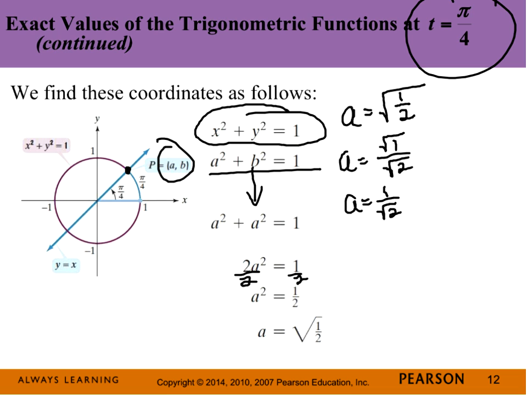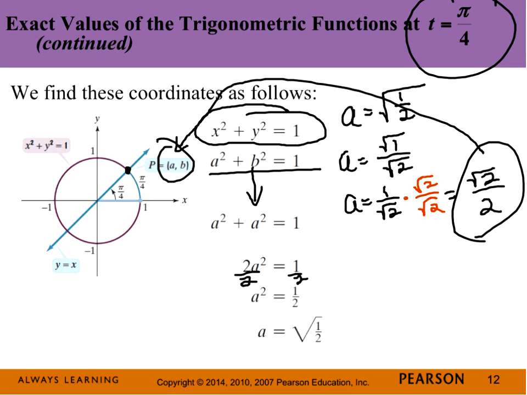I rationalize. And this is where we got the coordinates of those points are square root 2 over 2. So this is A and B there for pi over 4.